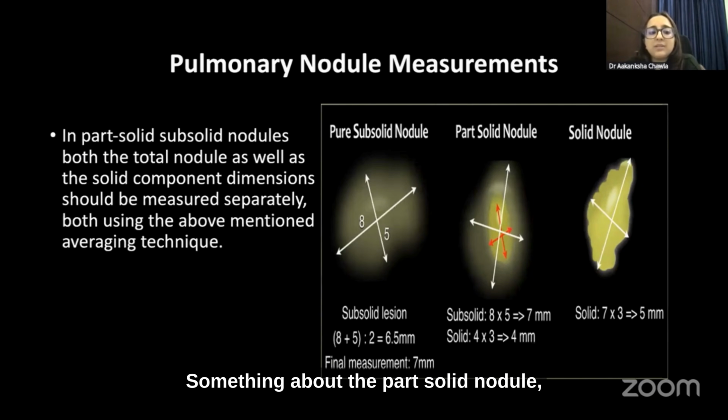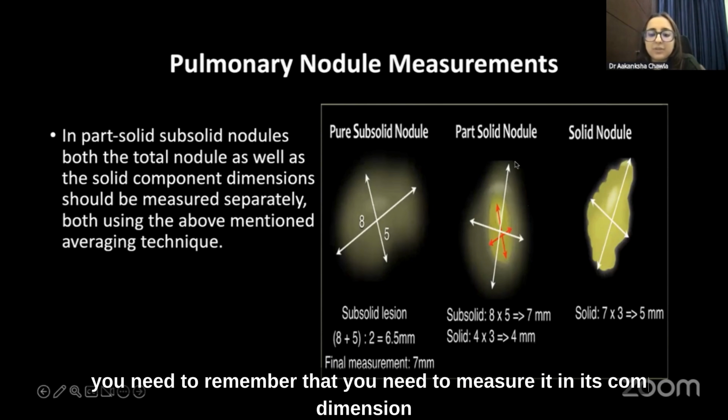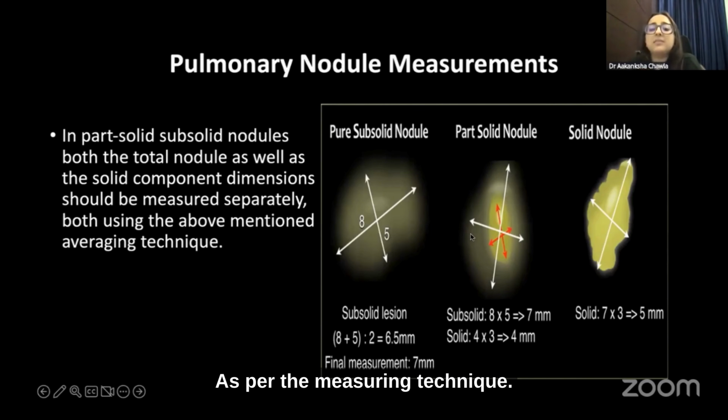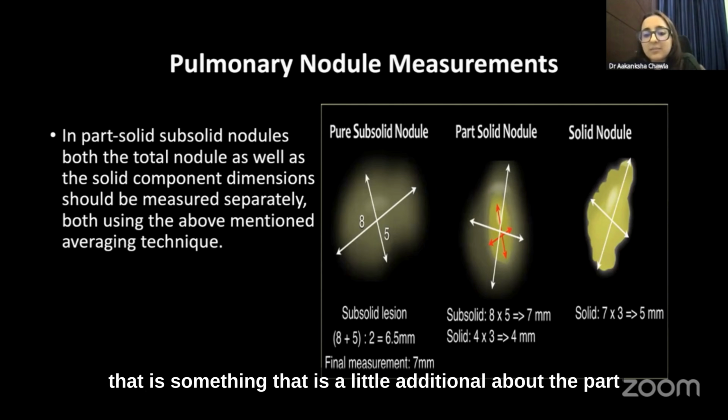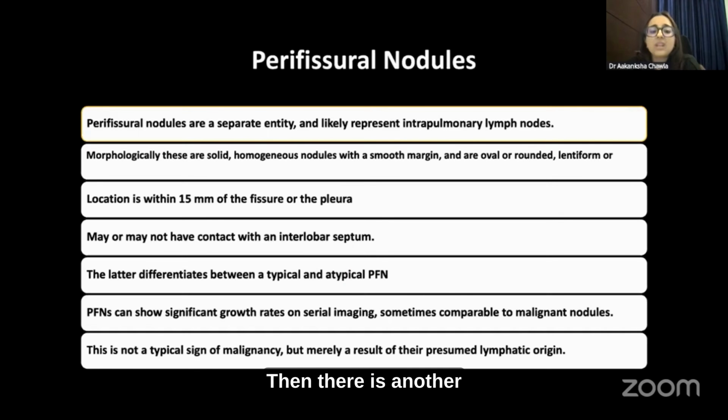Something about the part solid nodule. When you're measuring a part solid nodule, you need to remember that you need to measure it in its complete dimension as well as the solid part separately and then add together as per the measuring technique. So that is something a little additional about the part solid nodule, that you need to measure it in both the dimensions. Then there is another type of nodule, which is the perifissural nodule, which generally represents intrapulmonary lymph nodes.